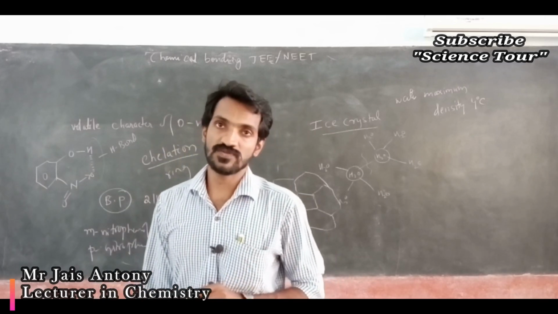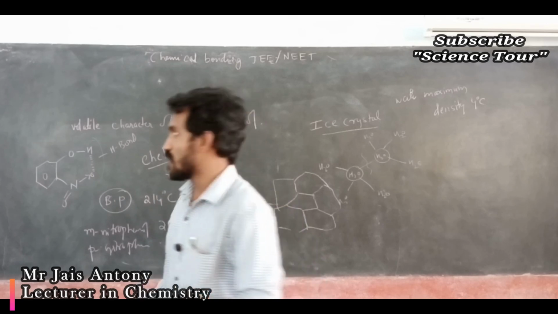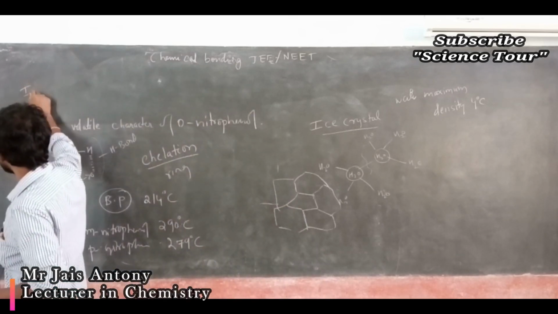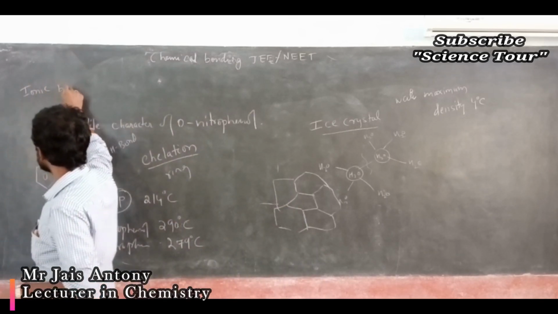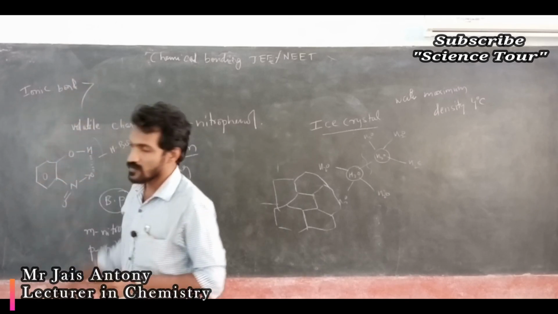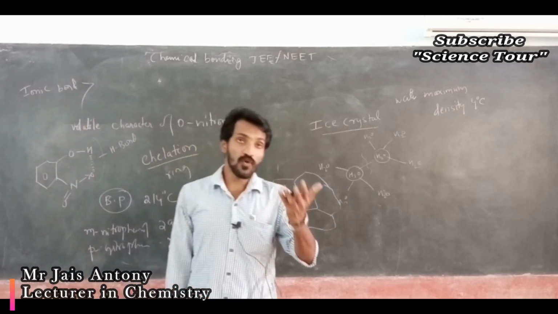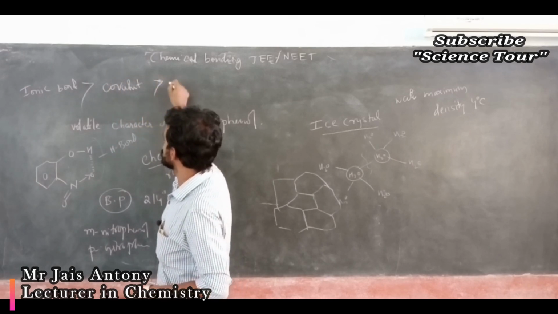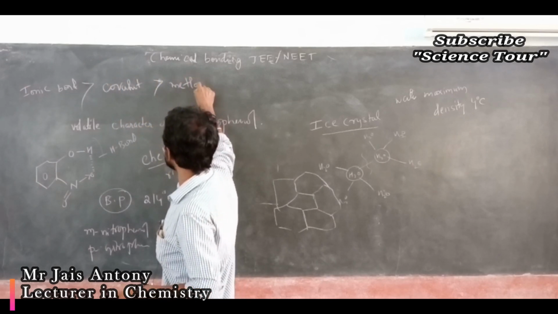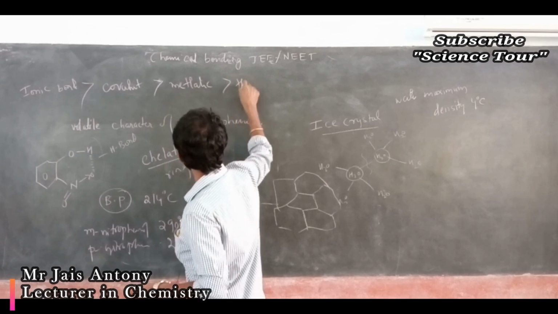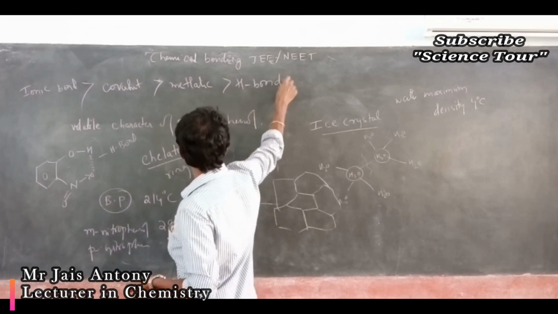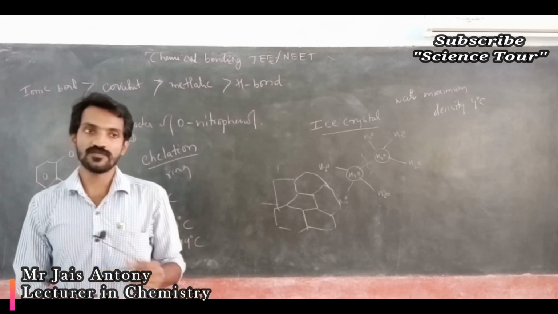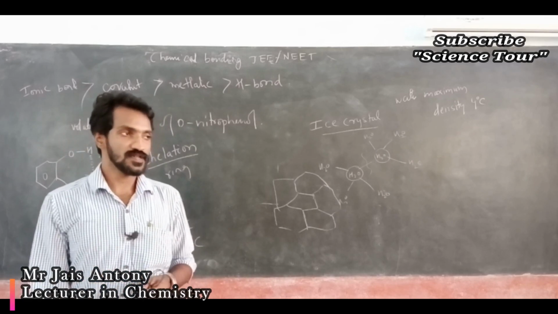My dear students, which bond is the strongest bond? Ionic bond is the strongest one. Okay. Next is which one? Covalent bond, my dear students. Next is which one? Metallic bond. Next is hydrogen bond. Okay, this is about hydrogen bonding and chelation. Okay.